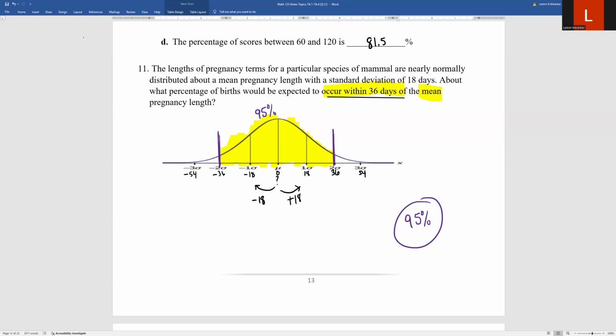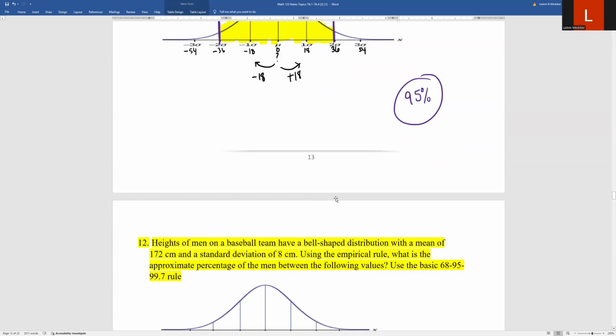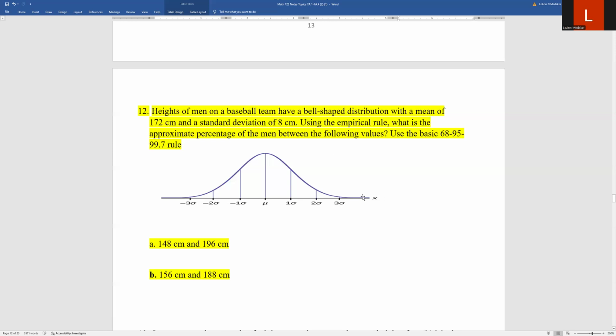We could have the baby 36 days before that 120 day mark or 36 days after. But either way, because the standard deviation is 18, that's 2 standard deviations on either side of the average. So that's the 95%. So you didn't technically have to know the mean, since 36 is a multiple of 18. It's a double. Okay. All right.